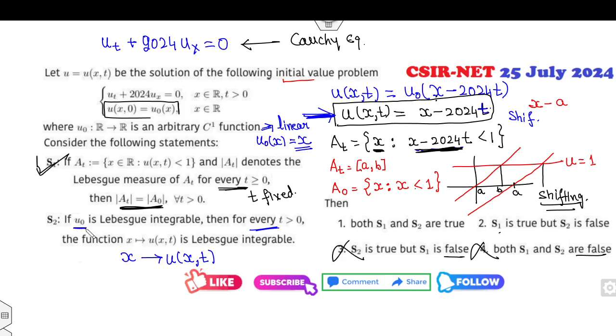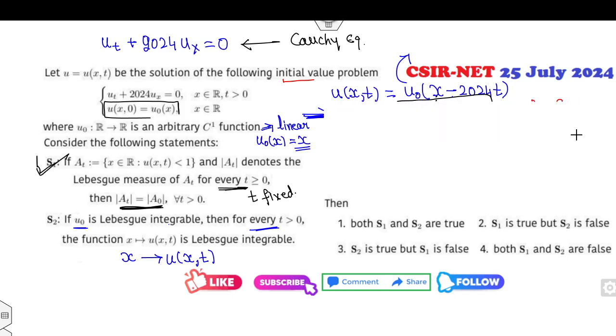So yes, if u0 is an integrable function, fine. And the difference between them is they are just shifting the origin, so that means they are also Lebesgue integrable. That's true. So both are correct options of this problem. That's a Cauchy problem, but there is a slight relation with Lebesgue measure theory. So that's a combination of the Cauchy problem and Lebesgue measure theory. But that's an interesting question.